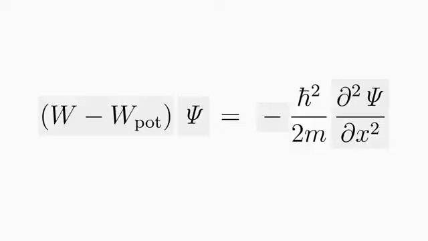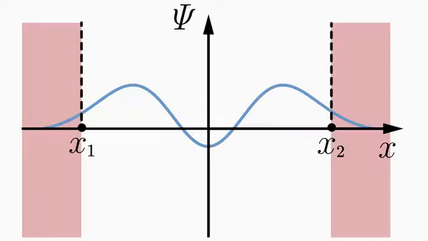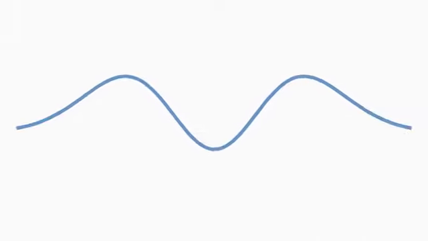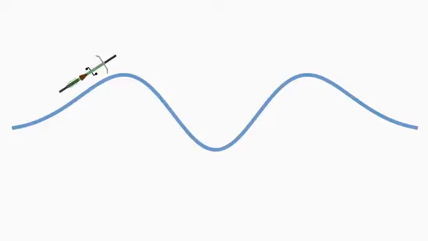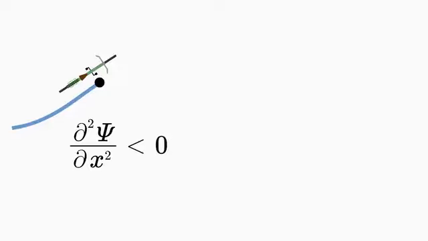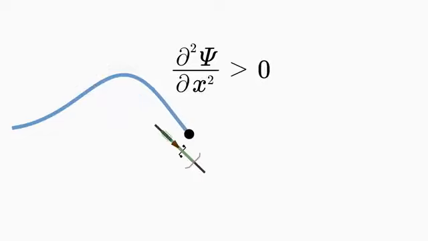The second spatial derivative is called curvature. You can visualize the curvature as follows. Imagine the wave function is a road that you want to ride along with a bicycle. A negative curvature means that the wave function bends to the right. You would have to steer your bicycle to the right. A positive curvature, on the other hand, means that the wave function curves to the left. You would therefore have to steer your bicycle to the left.